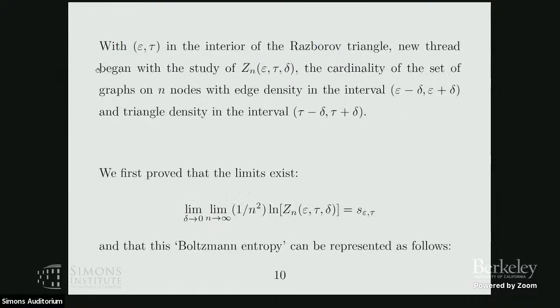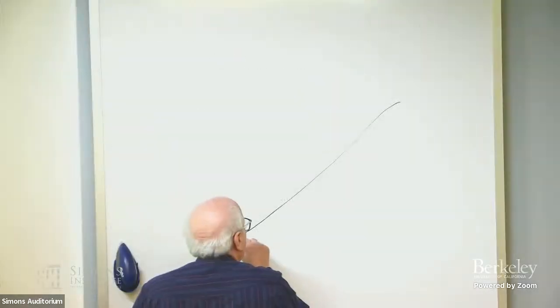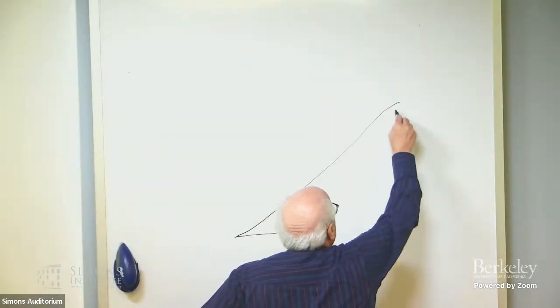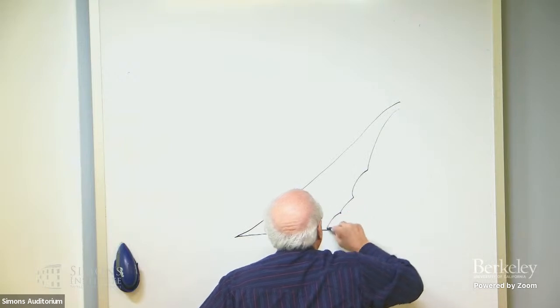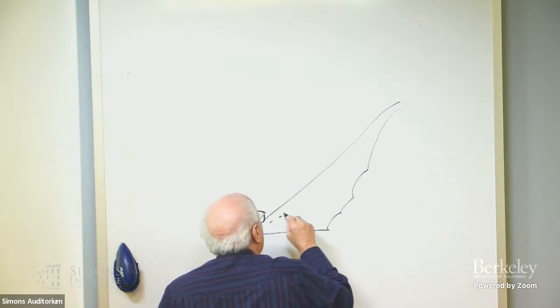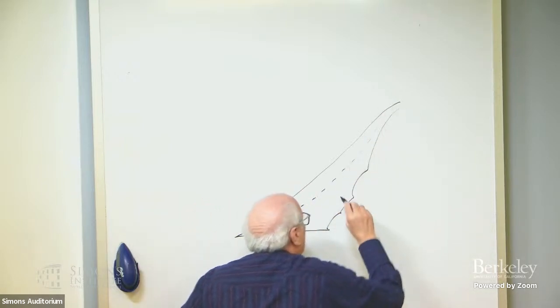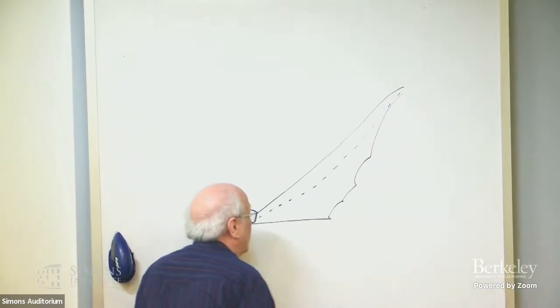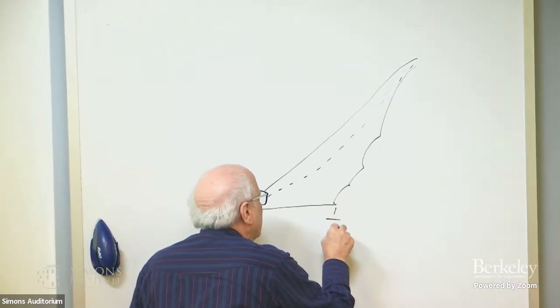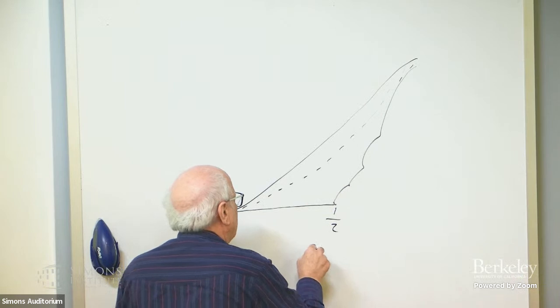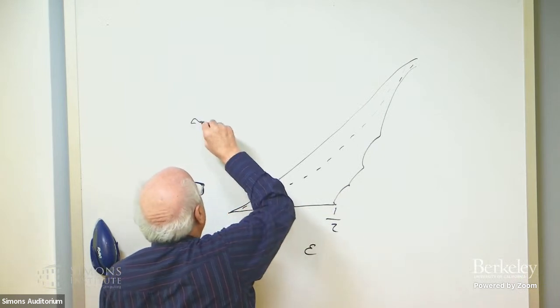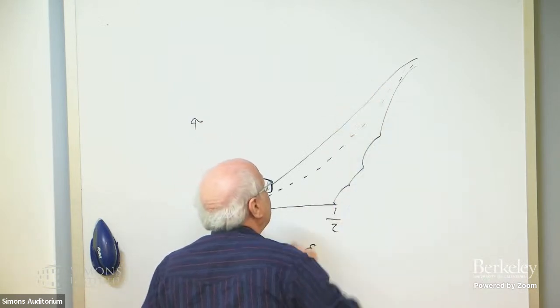So let me reproduce the Razborov triangle with the Erdős-Rényi curve inside. Remember, this is edge density, with Erdős-Rényi at edge density half. This is triangle density between 0 and 1.